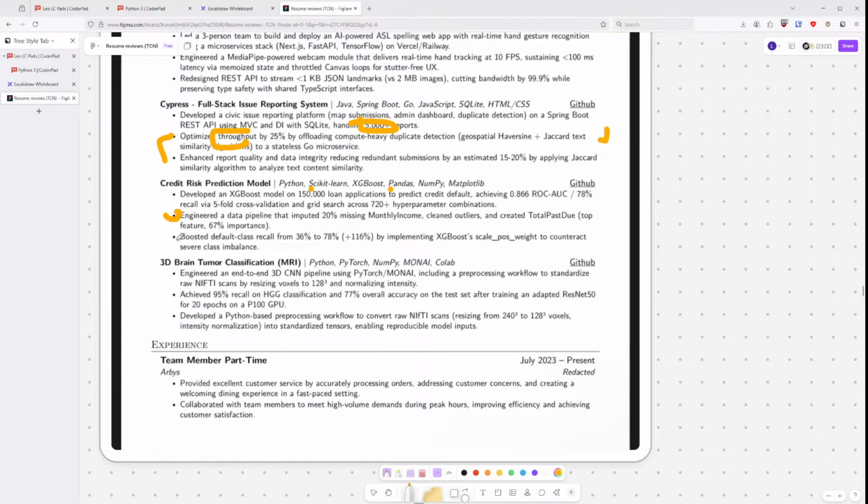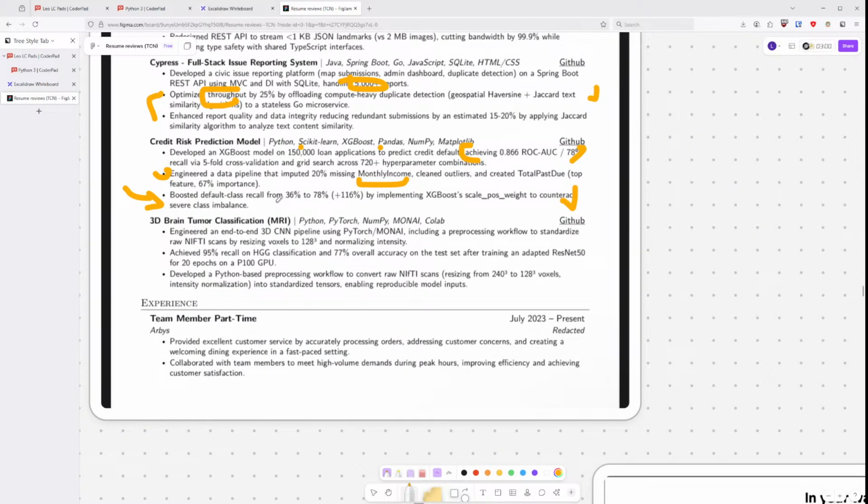That's too technical. I think you have this stuff here which is too technical. Boosted default recall, yeah, so this is a good point. The first point, I think this data can go into the last point, and the first point should just tell you what this thing is doing.